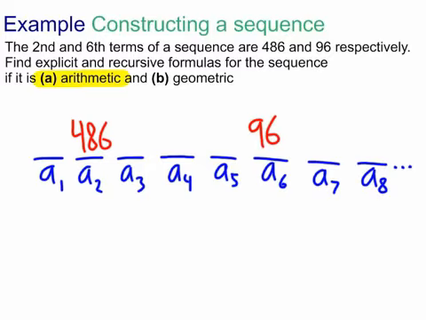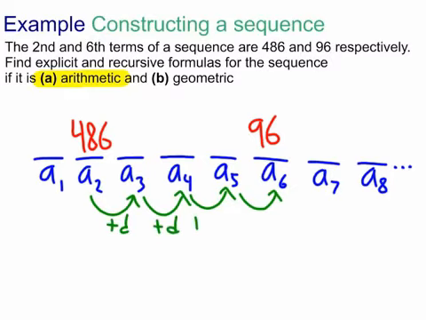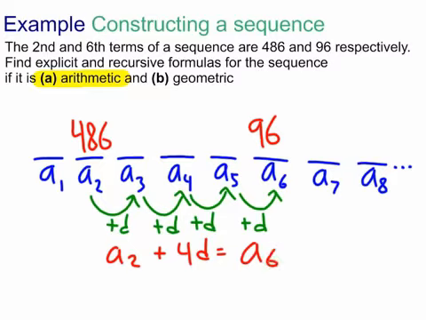And obviously it would help us come up with a rule if we knew how those remaining slots were filled in. Well, consider that in the arithmetic case, there is a common difference. That means that every time I jump from one term to the next, I am adding a common difference, d. And when you write it out visually the way I'm demonstrating here, it's very easy to see that I'm adding 4 common differences, d, in order to get from 486, the second term, to 96, the sixth term. So we are essentially saying that a sub 2 plus 4d equals a sub 6. Therefore, 486 plus 4d equals 96.